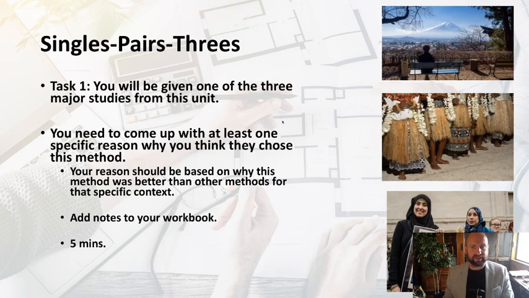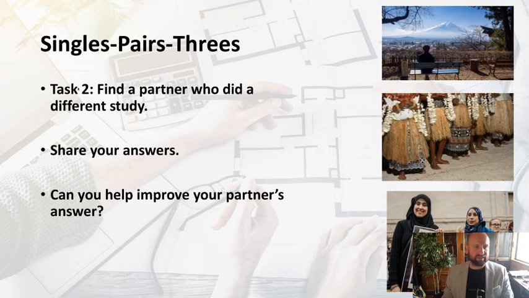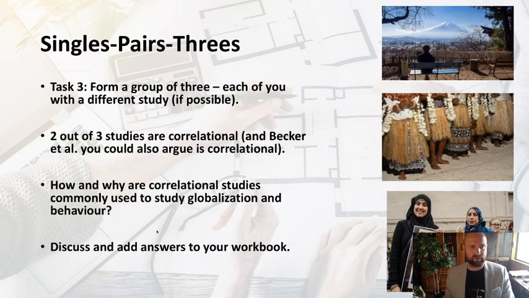They write the study in their workbook, decide what method it used, and then try to think of a reason why they chose that particular method, so give them 5 minutes just to work by themselves. After that, they find a partner who did a different study, and they share their answers and really try to encourage them to see if they could help improve their answers. Students are quite weak at giving feedback, so that's something they could work on here.